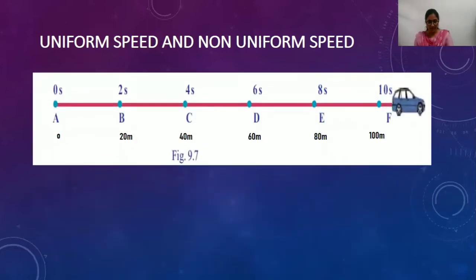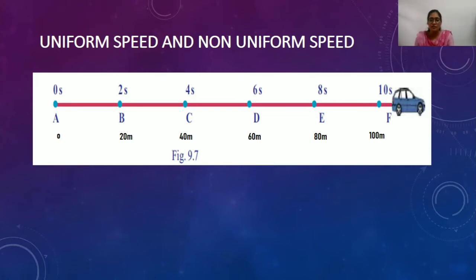This is an example. A car moves from point A to F. The distance between A and F is 100 meters. There are different points like B, C, D, and E in between A and F. So, please calculate the speed in each part: the speed between A and B, between B and C, between C and D, between D and E, and between E and F.